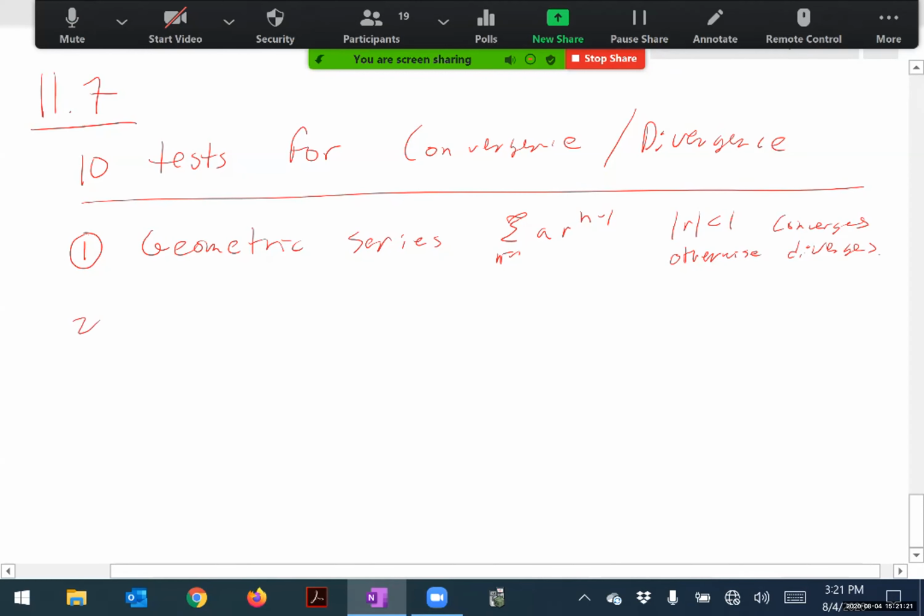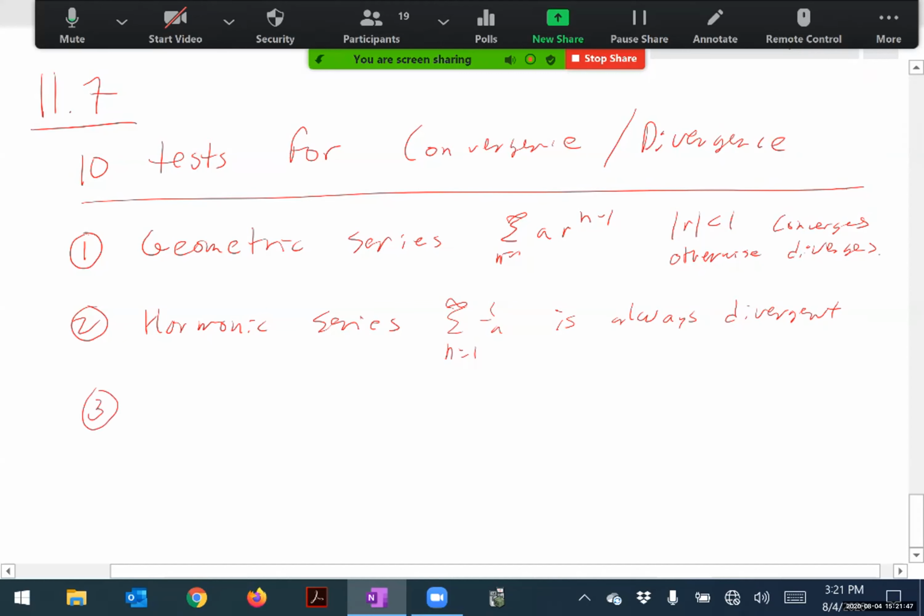Okay. Number 2, the harmonic series. The series of 1 over n, n equals 1 to infinity, is always divergent. Did that one.